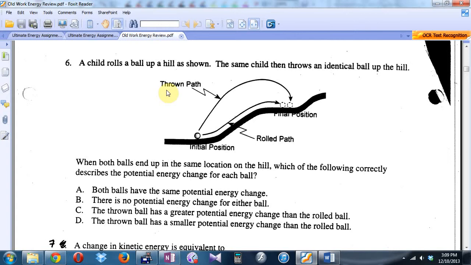A. Why A? You're right. It shows the final and initial positions. Okay, so we said change in potential, final minus initial. Potential is just mgh. And the nice thing about energy, it doesn't care about the path you took to get there. Now, at one point, the thrown ball at the top would have had more potential energy, but it lost it.